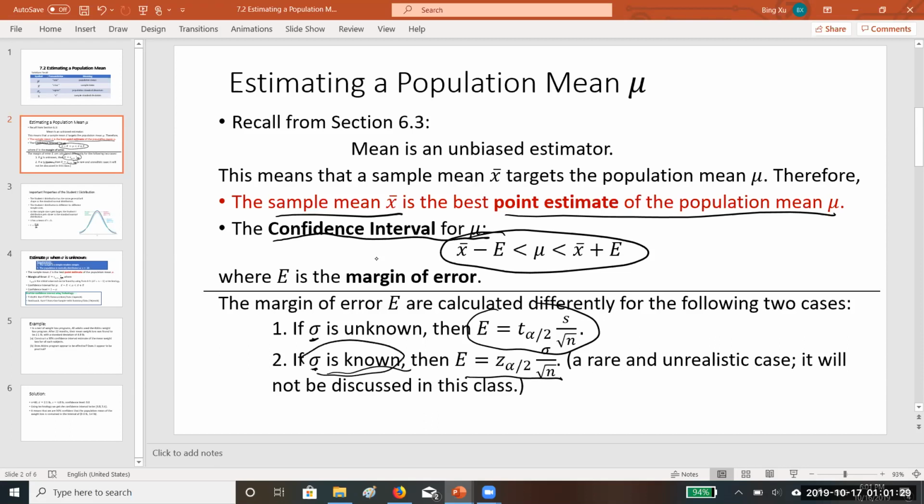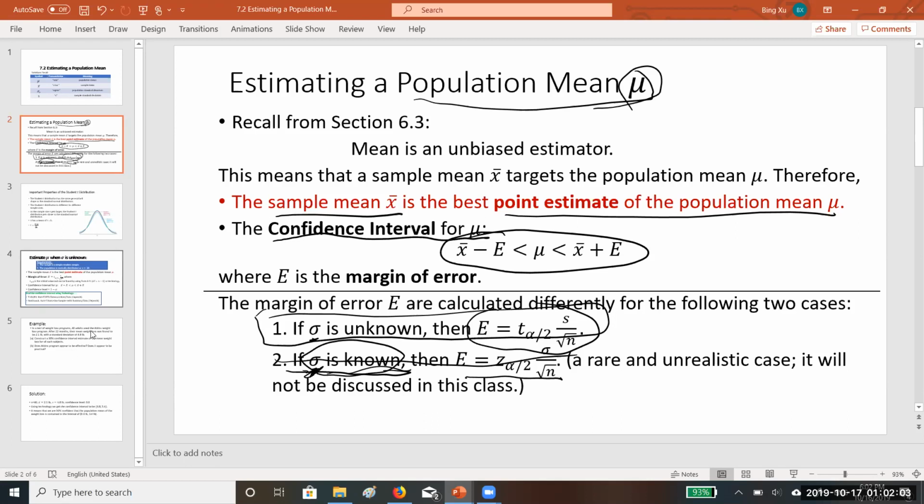But this is usually not happening because you're trying to know the population mean, right? That means you don't know the population mean, but somehow you know the population standard deviation. This is calculated by using the population mean. So usually this won't happen. This case is really, really rare and unrealistic. So usually we're talking about the case when we don't know the population standard deviation and we're trying to estimate the population mean. Okay.